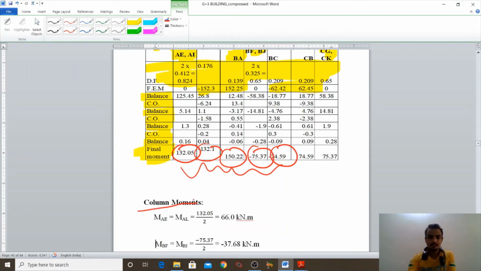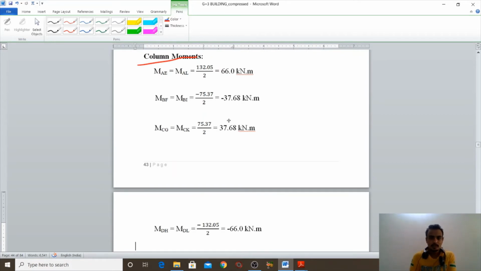Okay, first of all we have to find out the column moment. So here is a column, you can see MAE and MAL. We got two moments here, 132.05 divided by 2, so 66 kilonewton meter. This moment is applied on both columns. Okay. Same for MBF, MBI, MCG, MCK, MDH, MDL. So by this method you can find out the column moment. So these moments are distributed in the column.